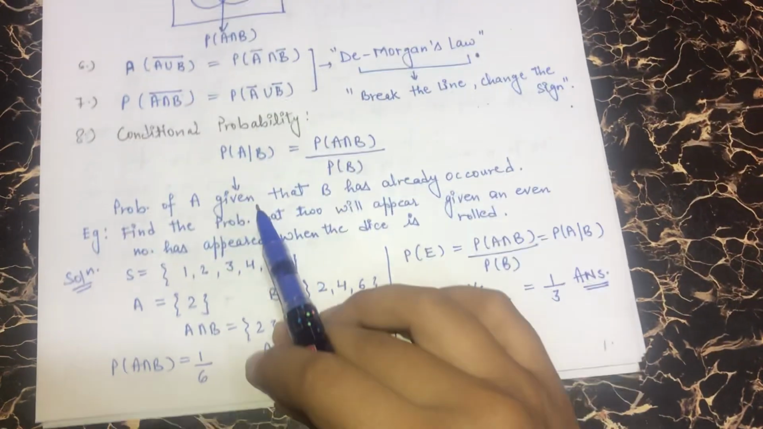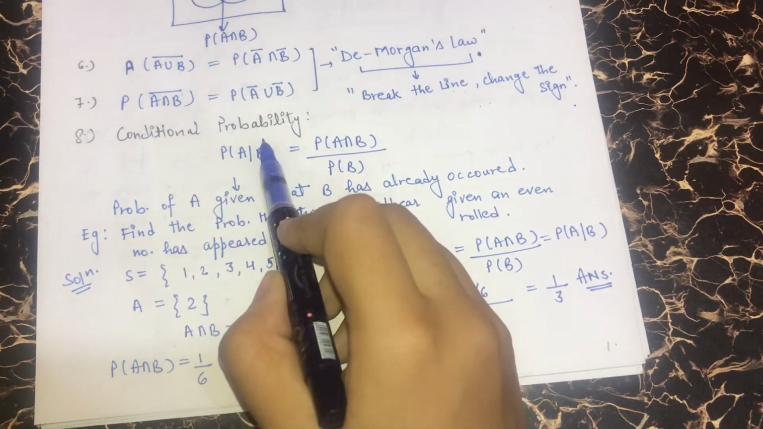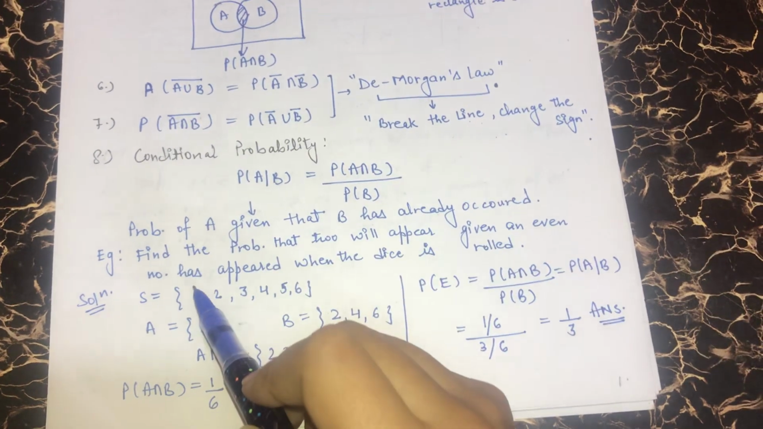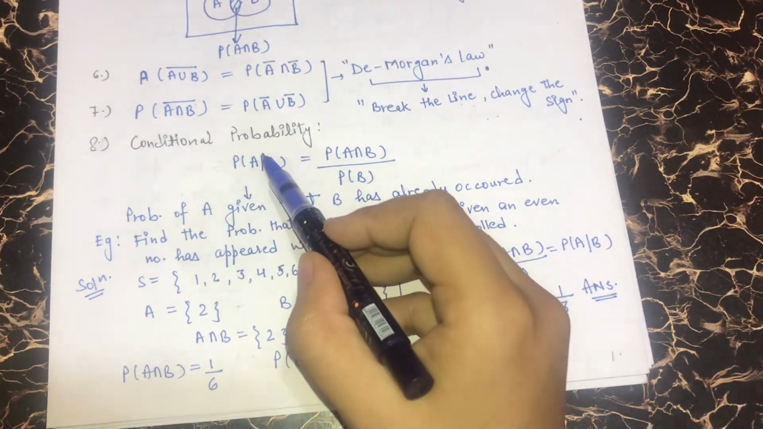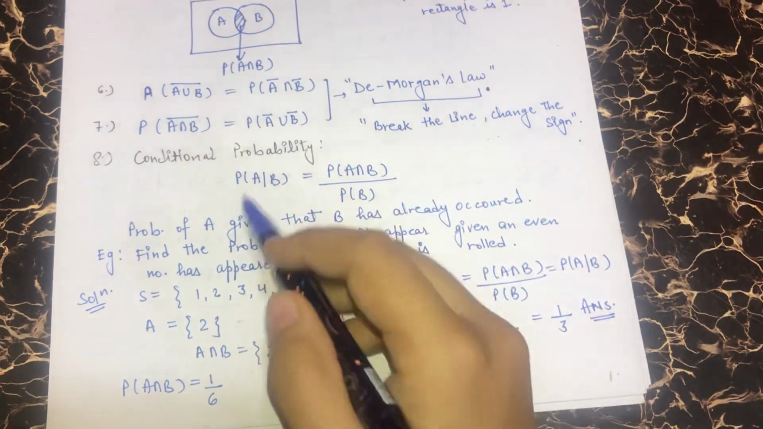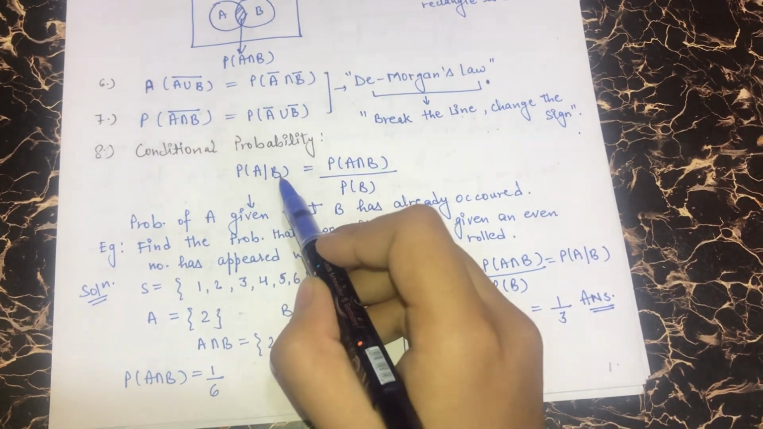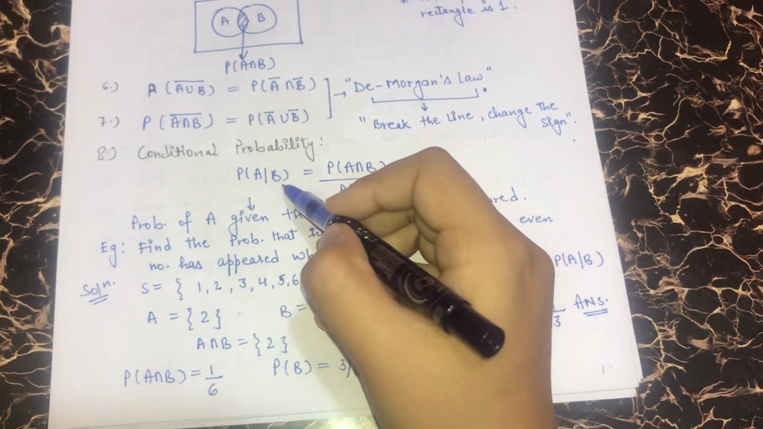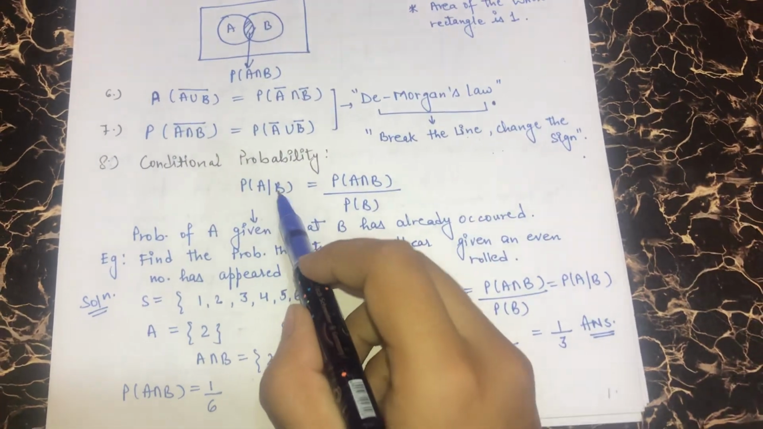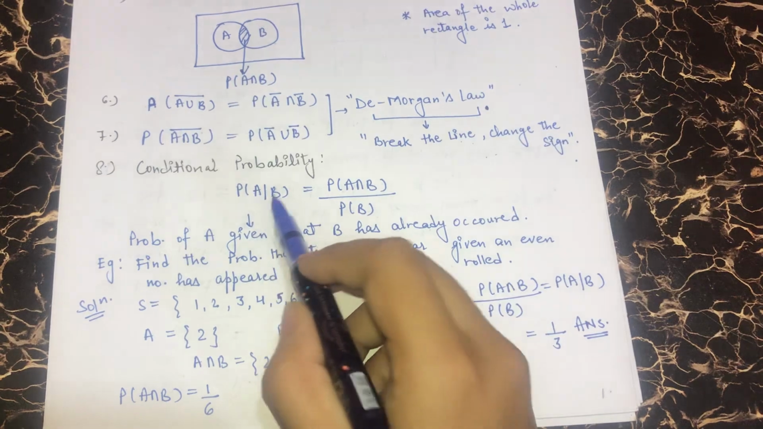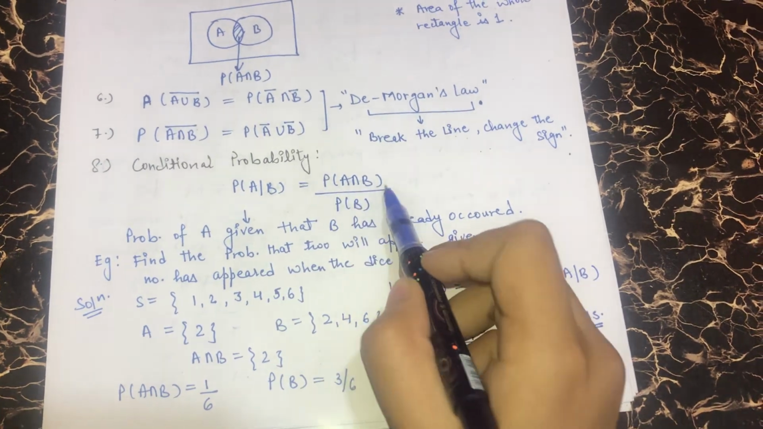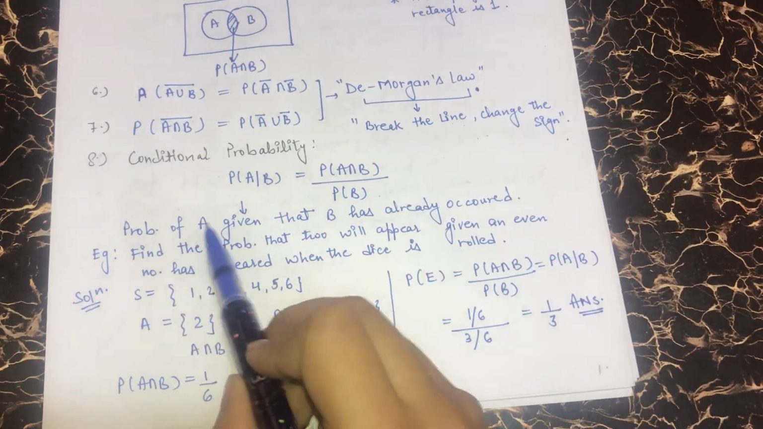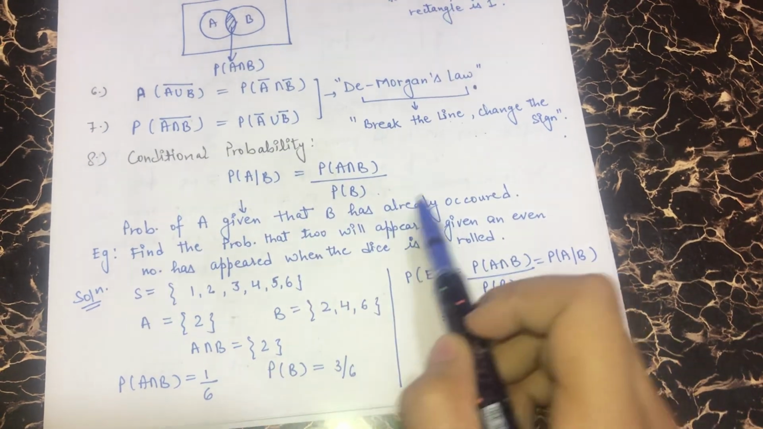Next I have conditional probability. Conditional, as the name suggests, means condition. In this, some condition will be given to you to find the probability. It is denoted by this slash sign. So probability of A by B, this is not by, this is slash. We read it as A by B: probability of A by B is probability of A intersection B divided by probability of B. We call this probability of A given that B has already occurred.